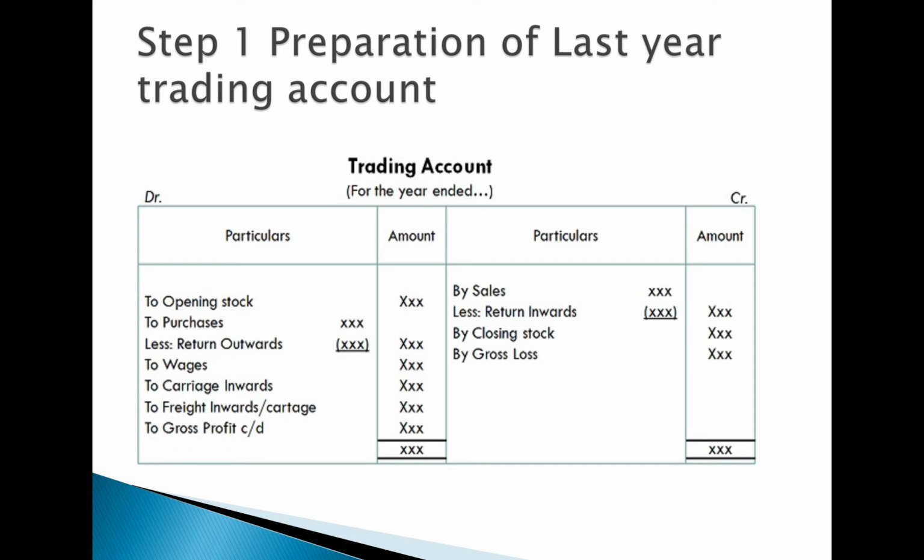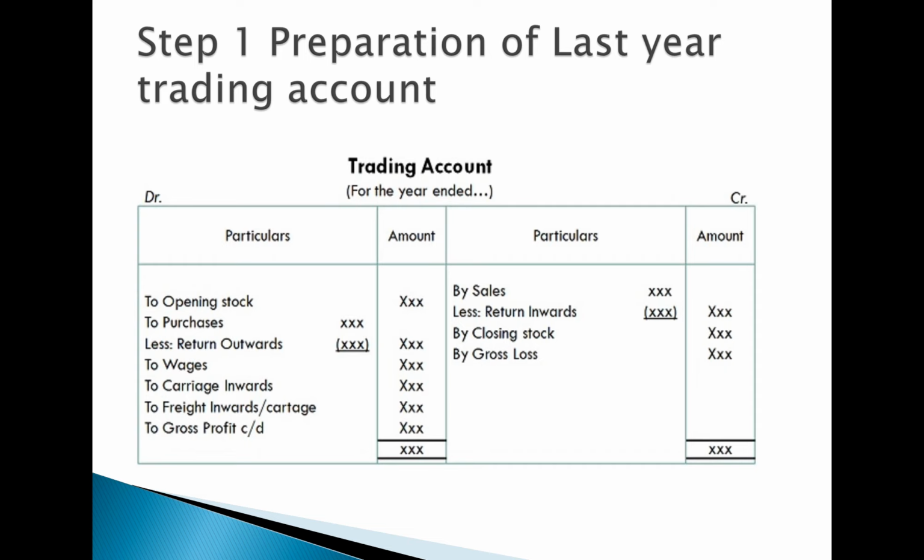Suppose the credit balance of the trading account is greater than the debit balance, then the difference between these two will be called gross profit. If the debit side balance is greater than the credit side, then the difference between these two will be called gross loss.